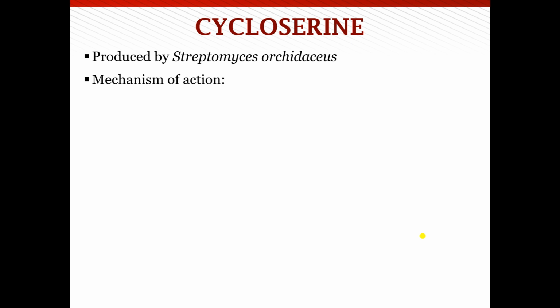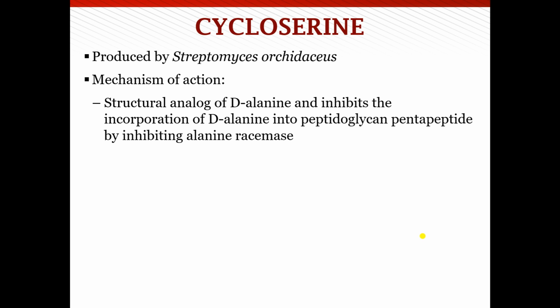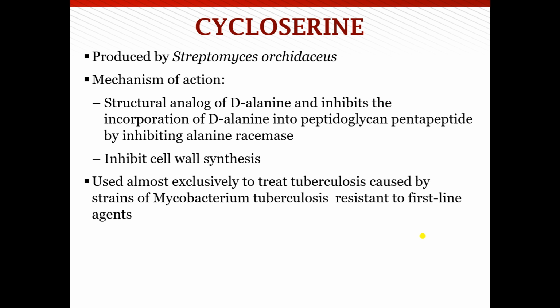Another drug is cycloserine. Cycloserine is produced by Streptomyces orchidaceus. Mechanism of action, it also inhibits the cell wall. It is a structural analog of D-alanine and inhibits the incorporation of D-alanine into the peptidoglycan pentapeptide by inhibiting the alanine racemase enzyme. So cell wall synthesis cannot take place further and bactericidal action is produced.